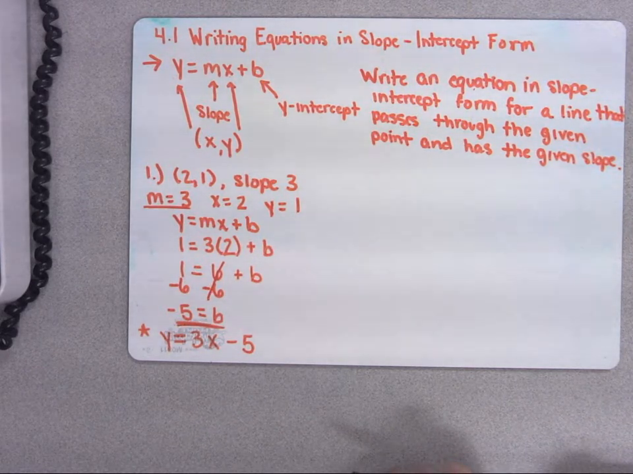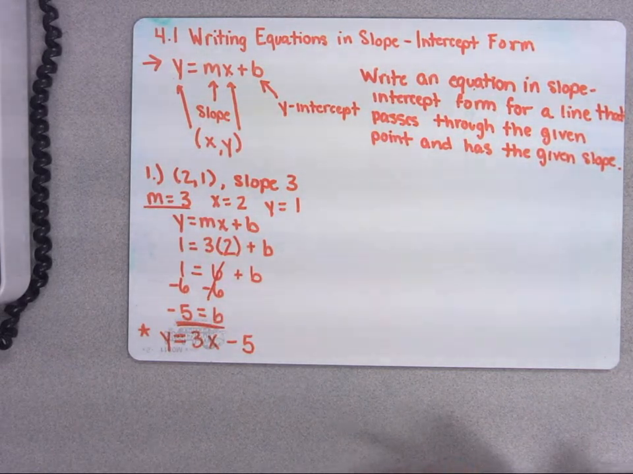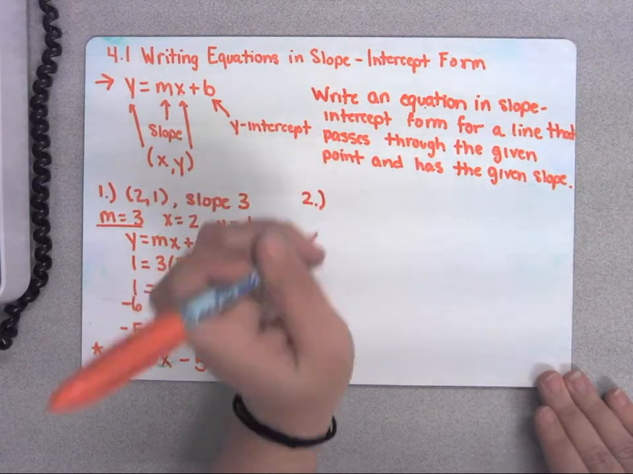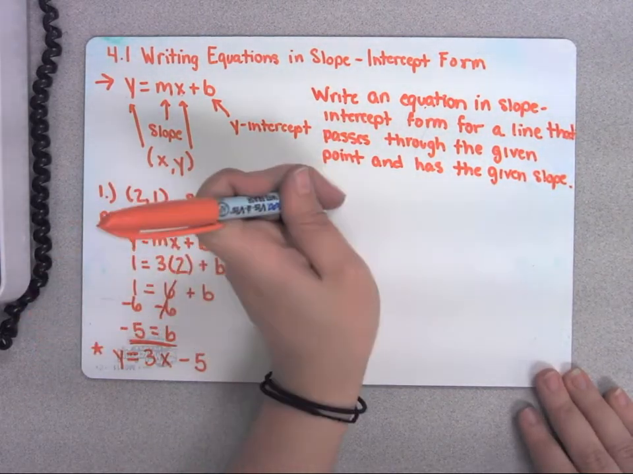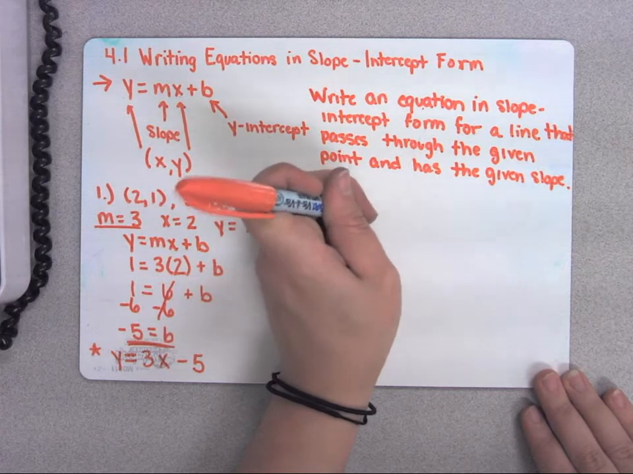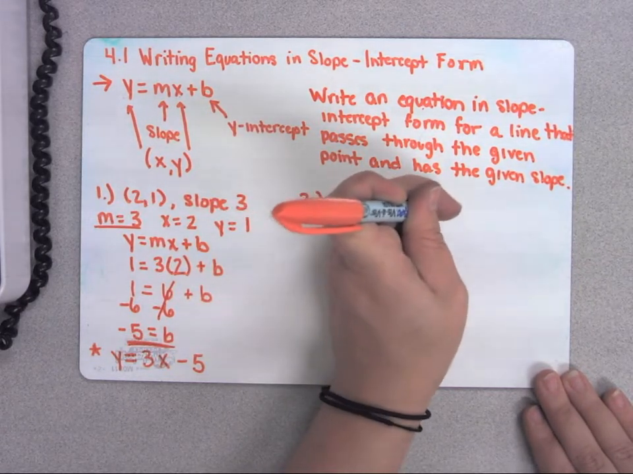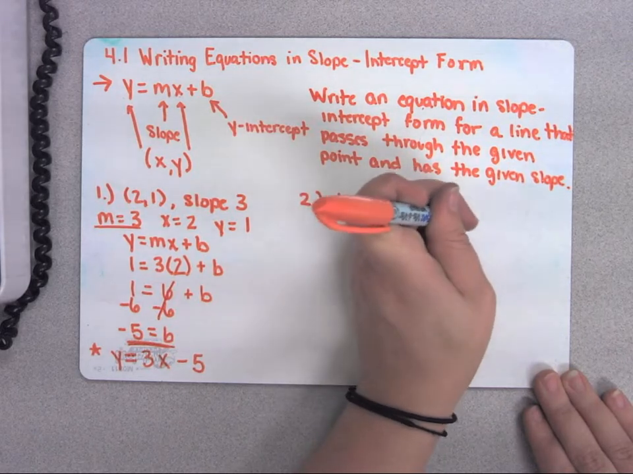Easy? Not easy? We don't know. Okay, we'll keep practicing. Number 2. How about the point -2, 5, and it says slope is 3 again.